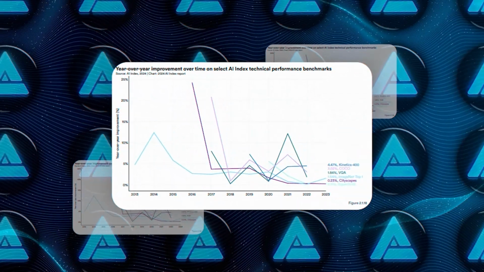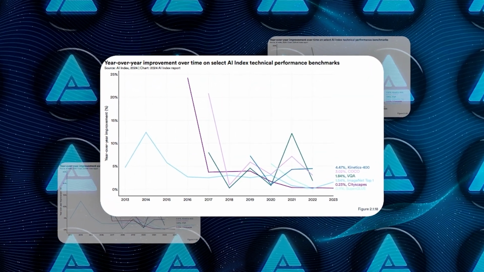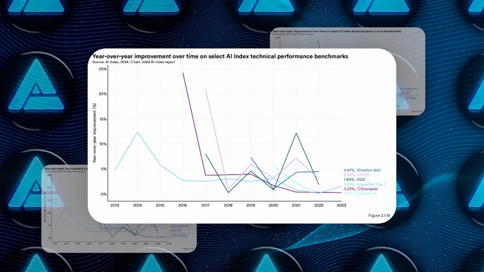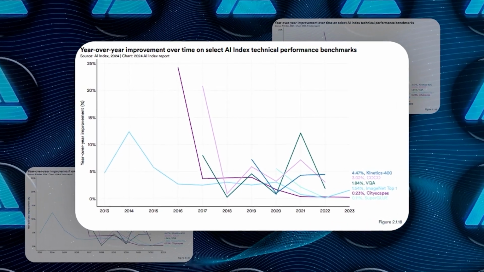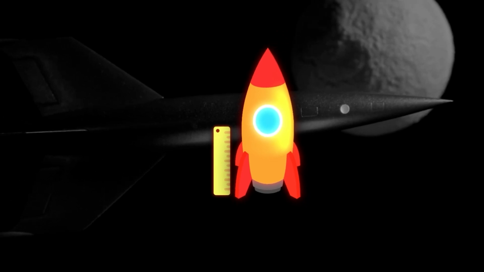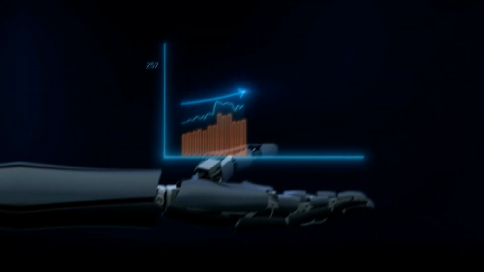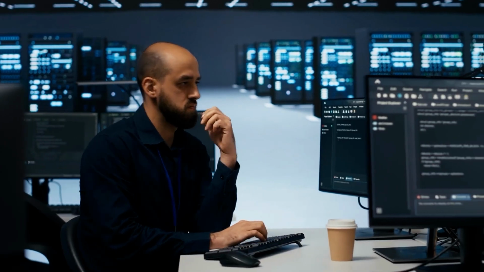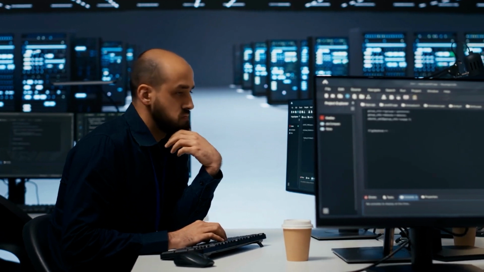The report says that because AI is improving so fast, a lot of the tests we've been using to measure its performance are becoming outdated super quickly. It's like trying to use a ruler to measure a rocket ship. It just doesn't cut it anymore. The pace of progress is so rapid that researchers are struggling to keep up with creating new benchmarks.